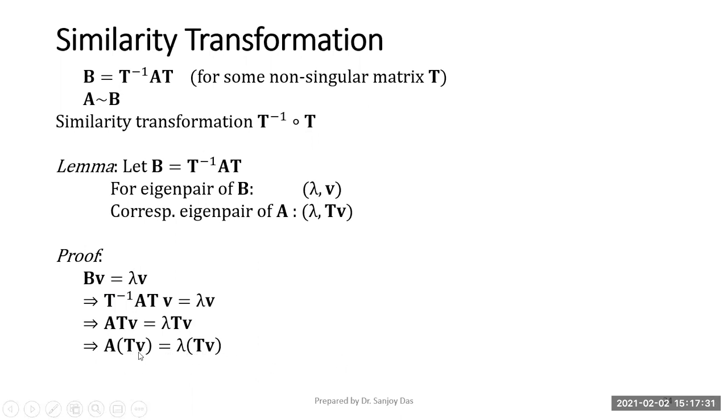So TV and lambda, by definition, are an eigenvector and eigenvalue of A, right? So this shows that this lemma holds.